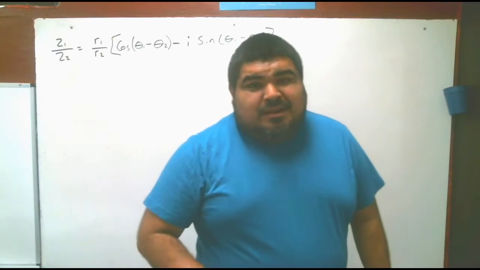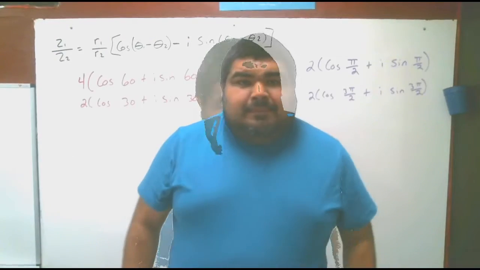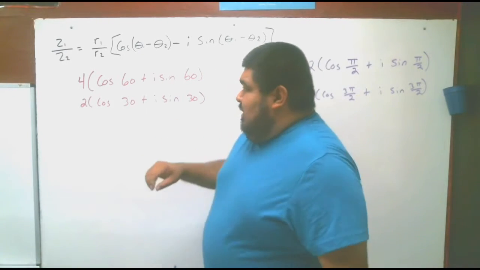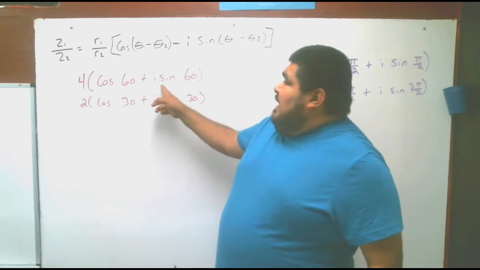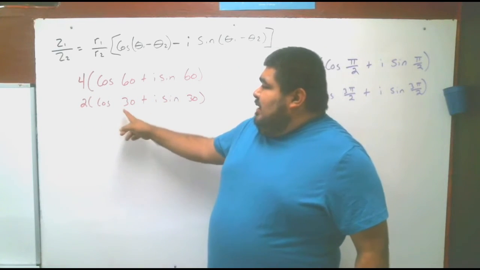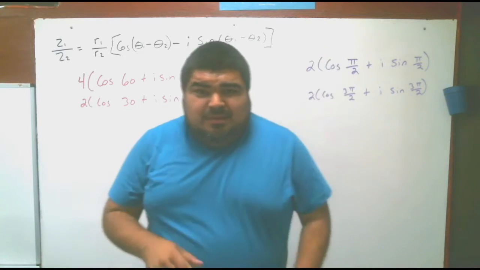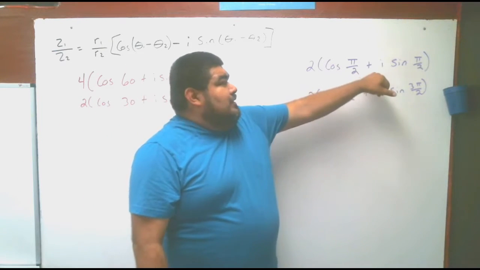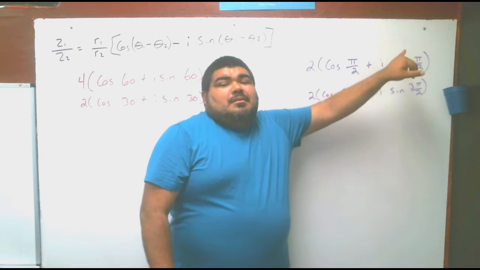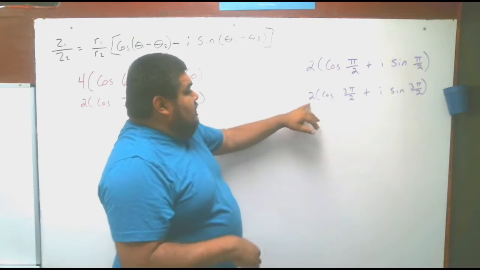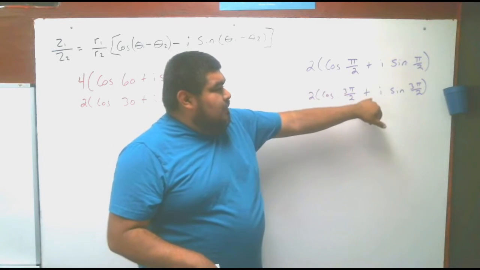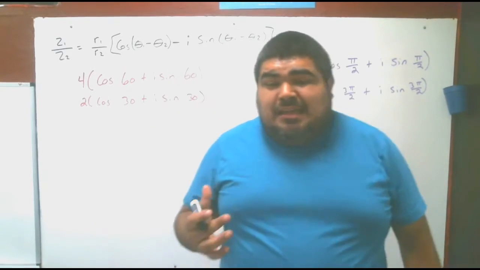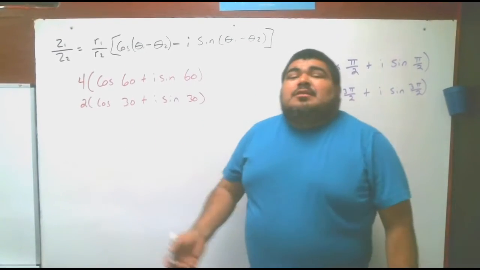Okay? Alright, so let me write them on the board. Alright guys, keep in mind I have the exact same problems we used last class, okay? I had 4 cosine of 60 plus I sine of 60, 2 cosine 30 plus I sine of 30. That was our first problem. And then our second problem was 2 cosine pi over 2 plus I sine pi over 2, and 2 cosine of 3 pi over 2 plus I sine 3 pi over 2. Those were the two problems we did last class. Last class we multiplied. Today we're going to divide.